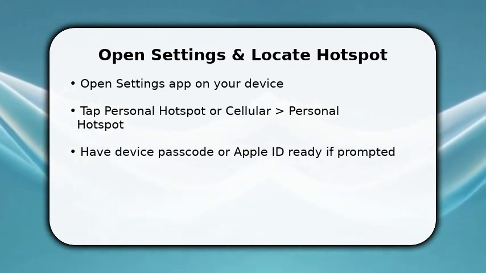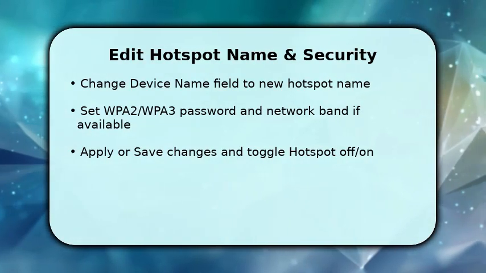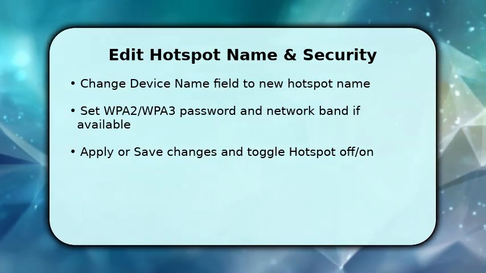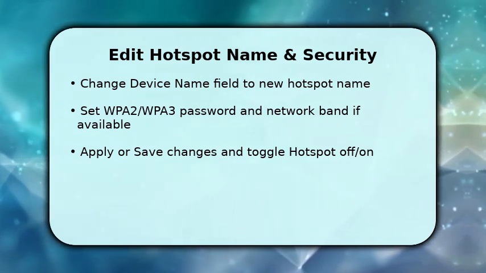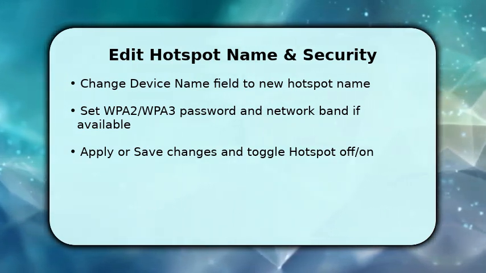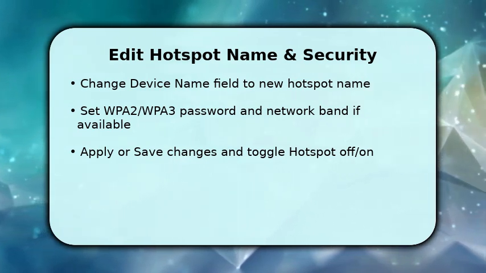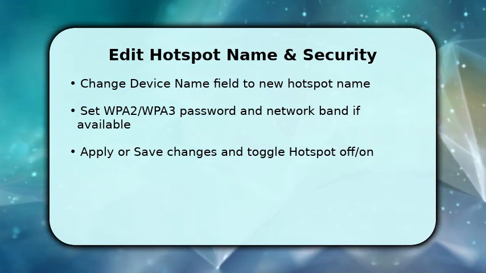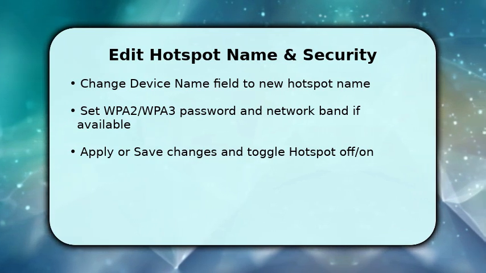Now edit the actual hotspot identity and security so your network is both recognizable and safe. You change the device name field to the desired hotspot name, and then confirm the hotspot settings screen reflects that change. Next, set a strong WPA2 or WPA3 password. Use a mix of letters and numbers, because an easy name with weak security invites unwanted connections.